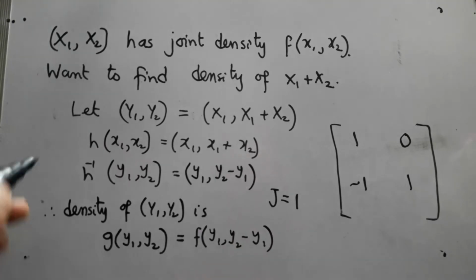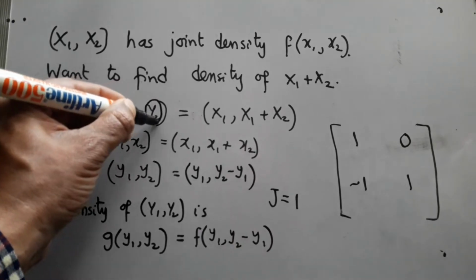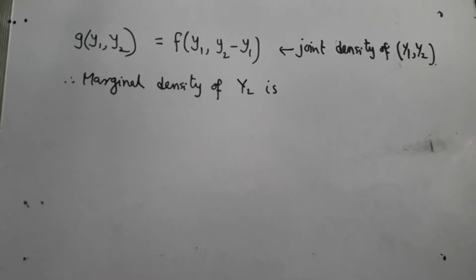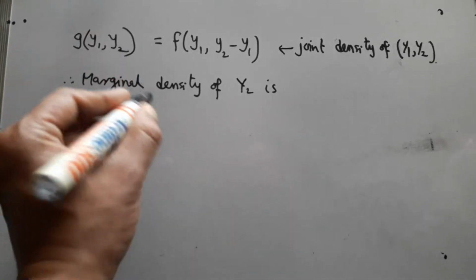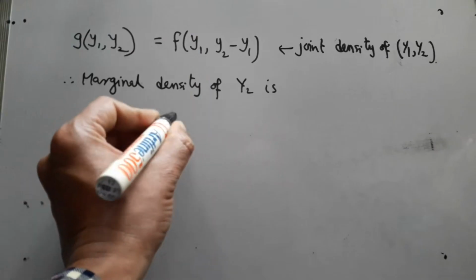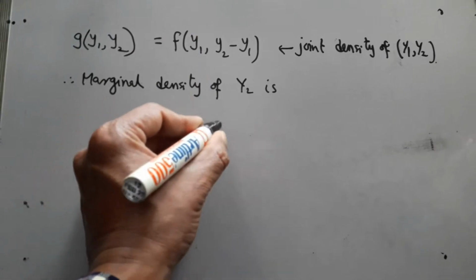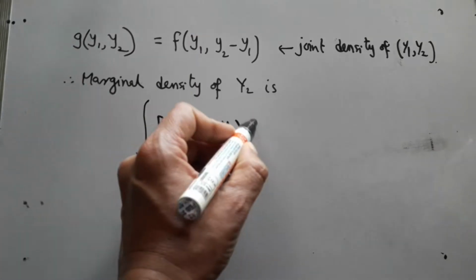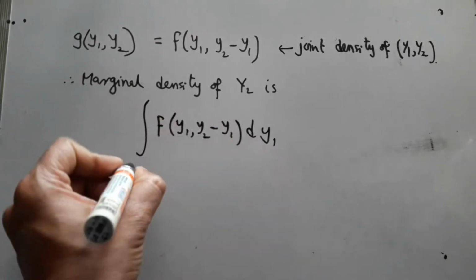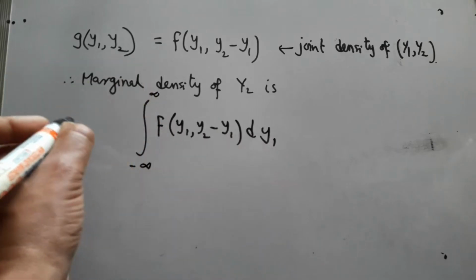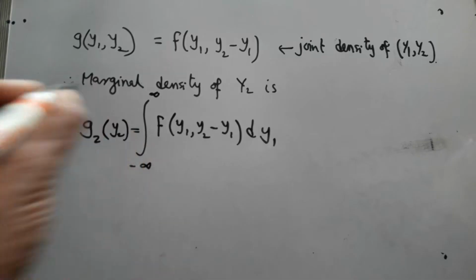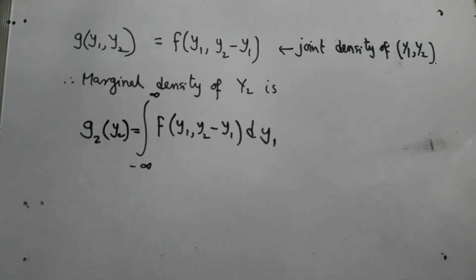Now our job was to find out the density of y2 alone. So what I can do is integrate out y1. I will just take this f(y1, y2 minus y1). I want to keep only the y2 part, so I will integrate with respect to y1 from minus infinity to infinity and give it a name, say g2(y2). That is the required answer.